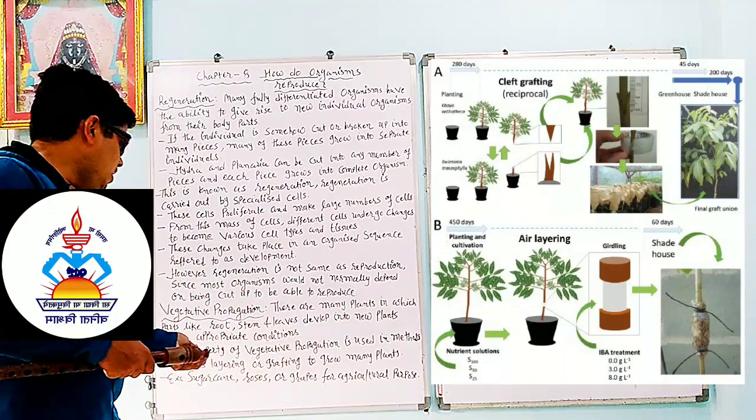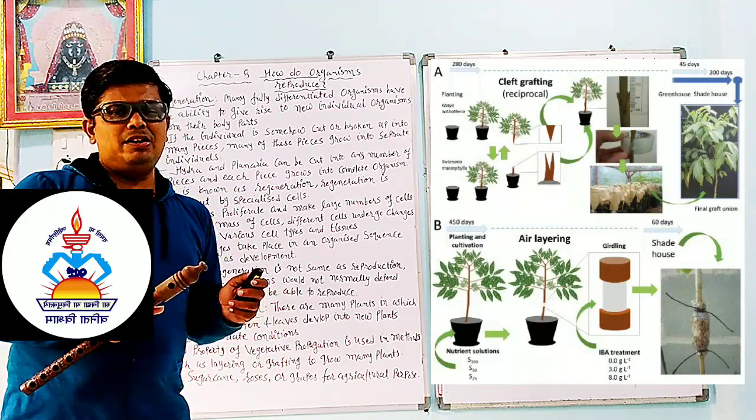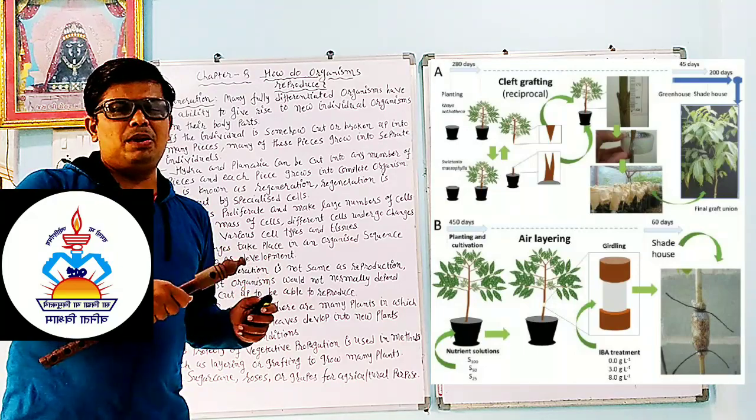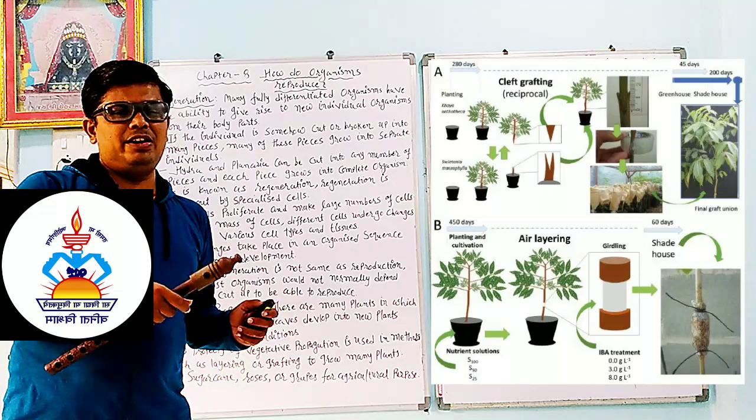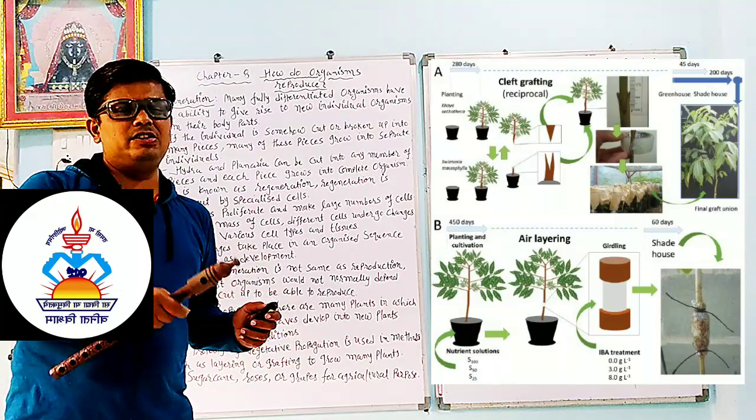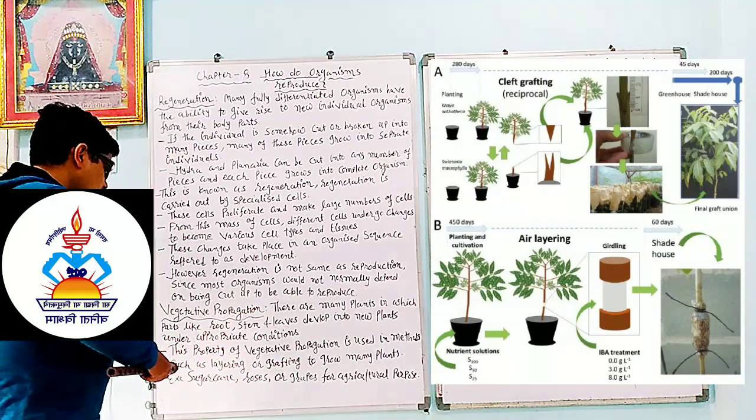In grafting, suppose we have one plant and its stem is cut, and on that another plant or another stem is planted. That is included in grafting.